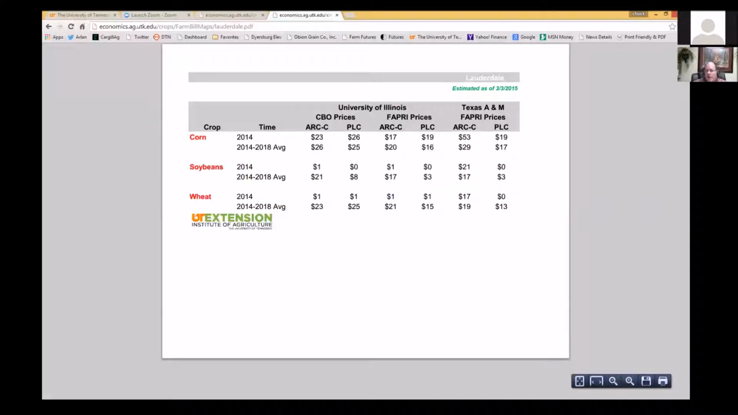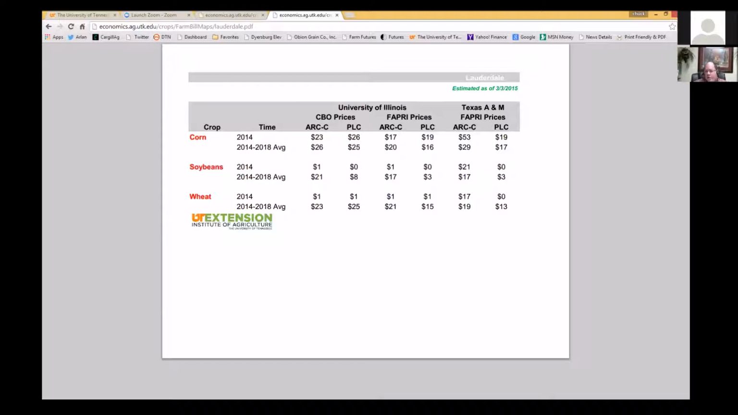From the decision aids, we first have one from the University of Illinois. Theirs are based off the Congressional Budget Office, or CBO, prices, as well as futures prices. And then we have one from Texas A&M, which is based off the futures prices. This is for corn, beans, and wheat. They've got 2014 per payment acre, and then the 2014 through 18 average per payment acre.